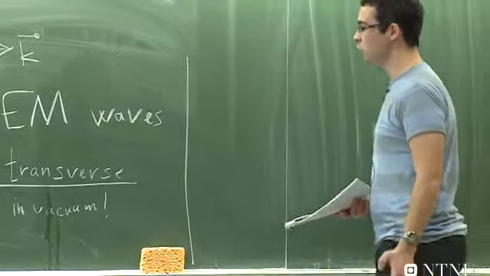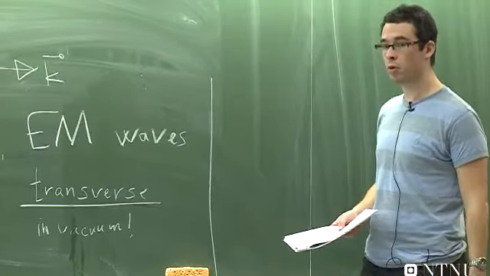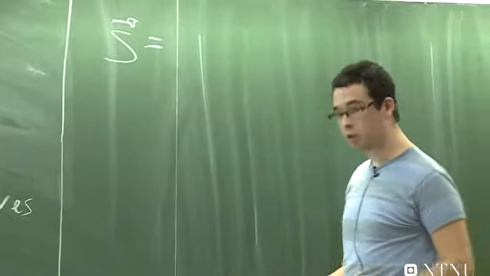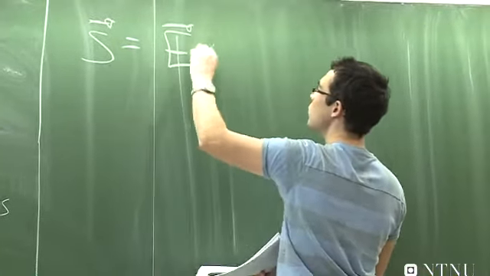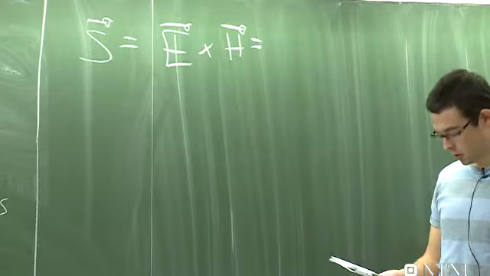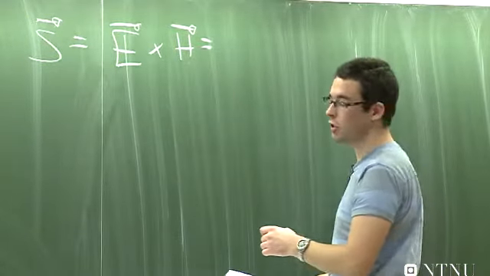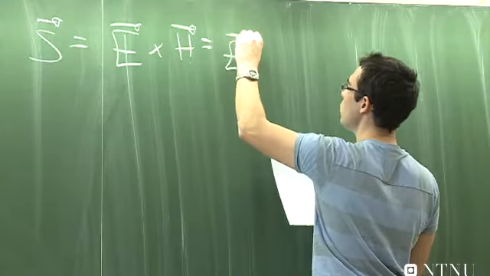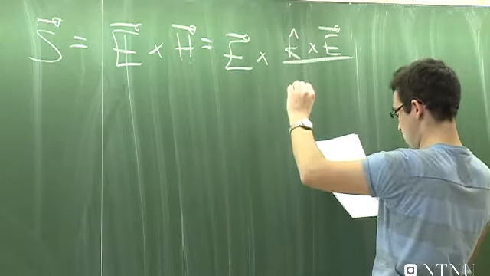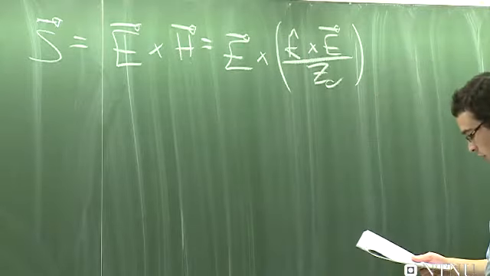Now I want to see how much energy a plane wave transports. And to find out, I look at the Poynting vector. This is defined simply as E cross H. And since we know what E is and what H is, first I can simplify this by inserting k cross E for H. And there's the vacuum impedance to convert from the magnetic to the electric field.